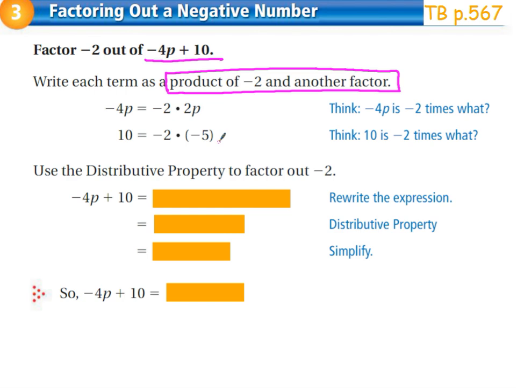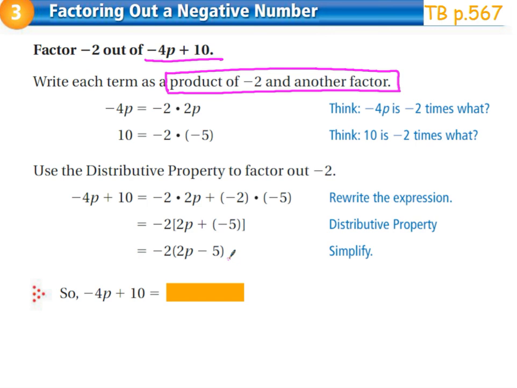So now I've got my negative 2 factored out. And when I rewrite the other part of the problem in parentheses, I'm going to have negative 2 parentheses 2p plus a negative 5. When I simplify that, I get negative 2 parentheses 2p minus 5 because I'm going to get rid of the addition sign and just keep the negative sign.